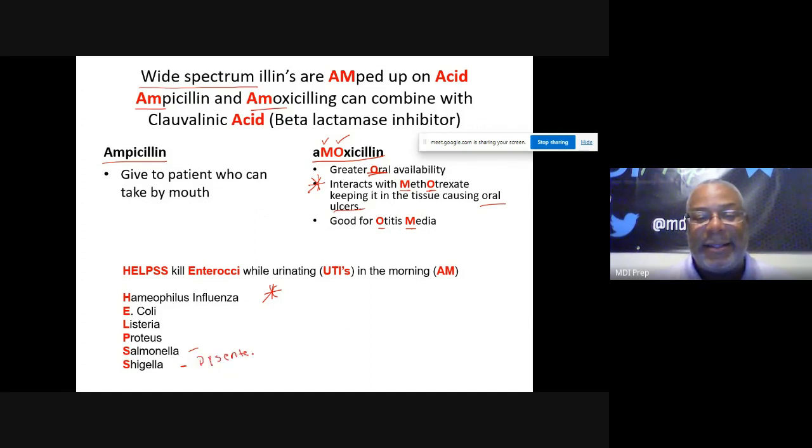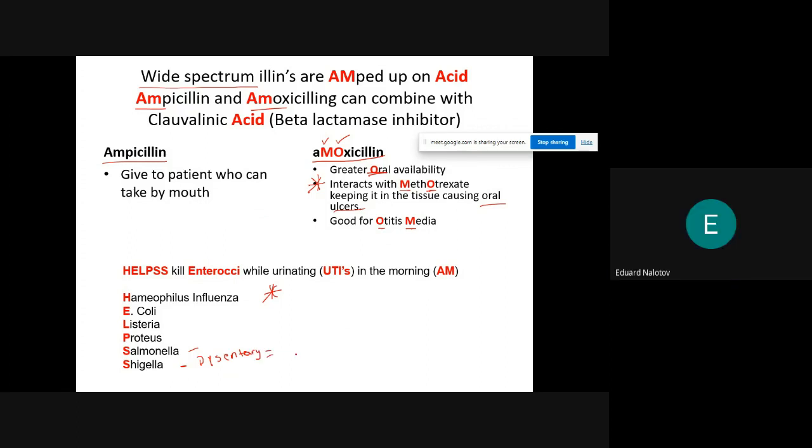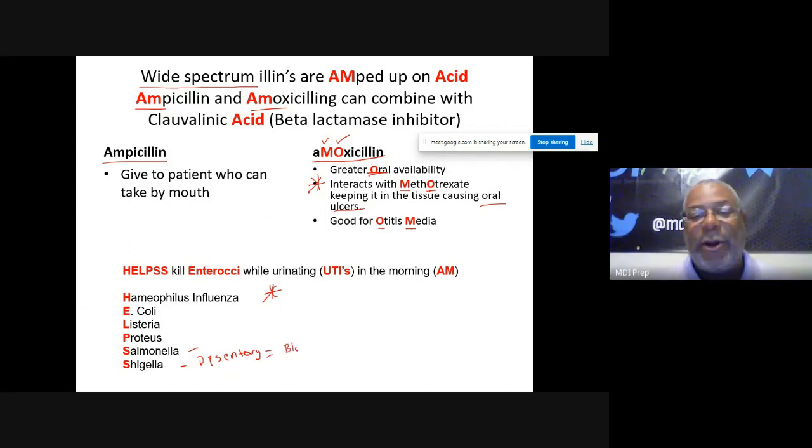Does anybody know what dysentery is? Diarrhea, mostly. Perfect. Very good. Bloody diarrhea. Yeah. So this used to be a favorite on the exam. I only had one person tell me they had this on their INBDE exam about Shigella. So it doesn't come up a lot. But if you do see Shigella, that would be bloody diarrhea.